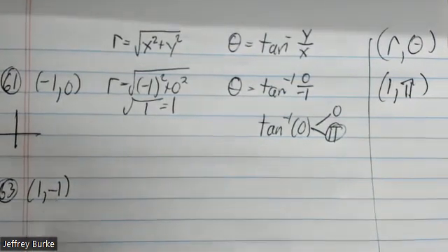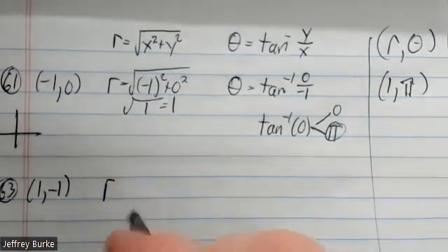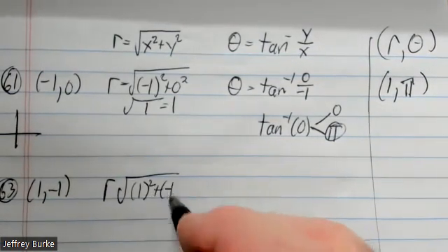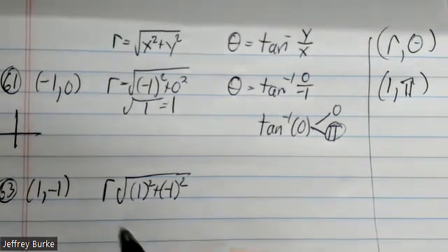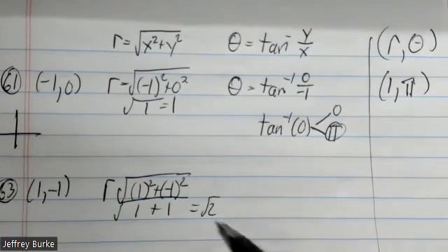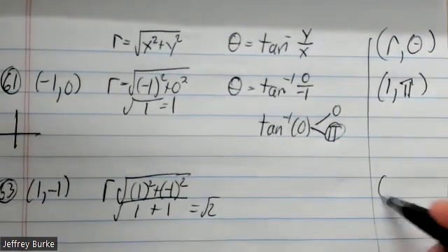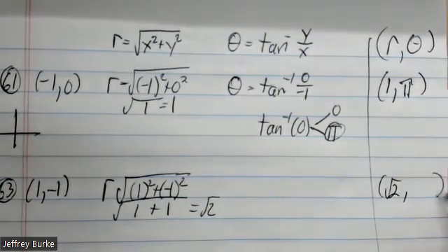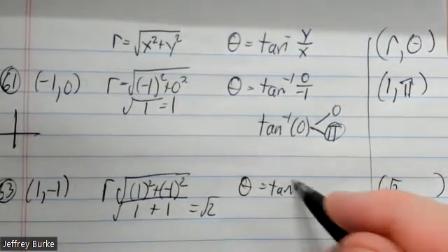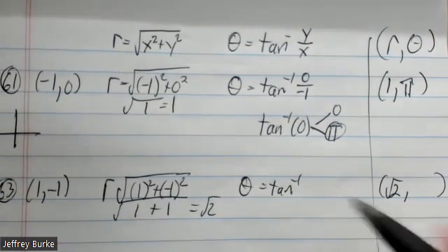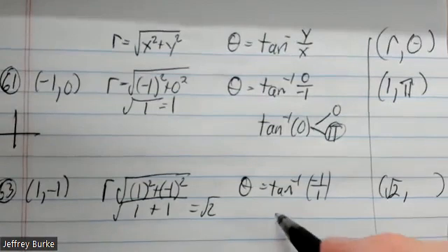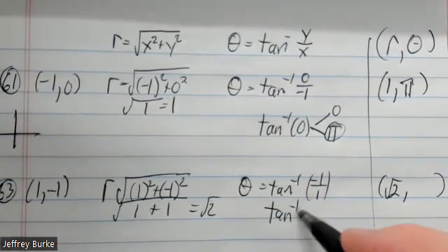Here's the point 1, -1. How do I find R? That's going to equal the square root of 1 squared plus -1 squared, which is 1 plus 1, just the square root of 2. So my R is just going to be the square root of 2. Theta is going to equal the inverse tangent of -1 over 1, which gives me just the inverse tangent of -1.